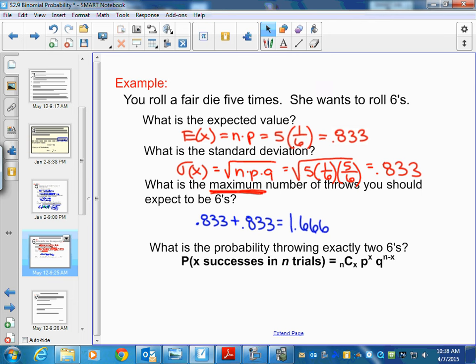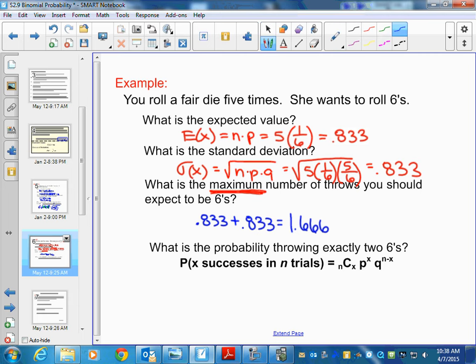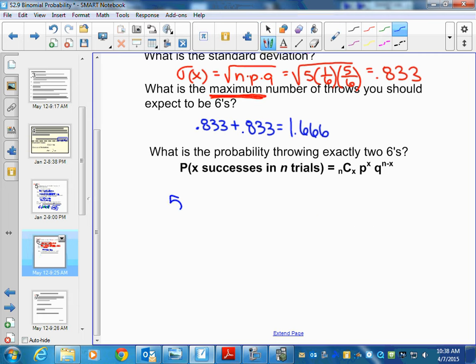So let's go over that new topic too. This is where we're going to use this formula. What is the probability of throwing exactly 2 6s? So out of the 5 throws, I'll speed this up. We want exactly 2 6s. And so the probability of getting a 6 is 1/6 of the time. Okay, see how I'm inputting a fraction now?